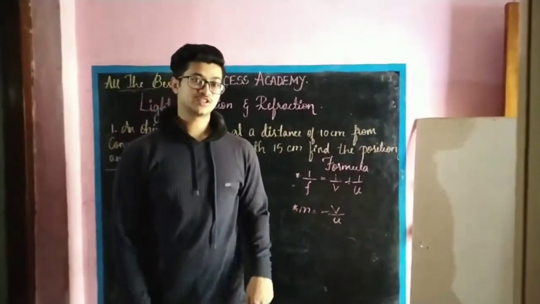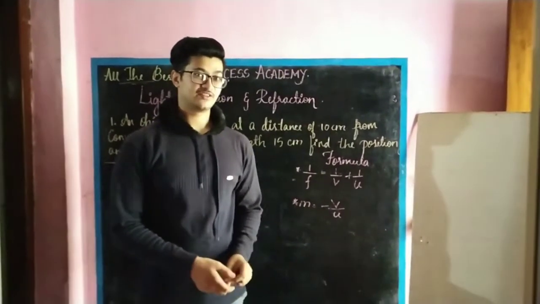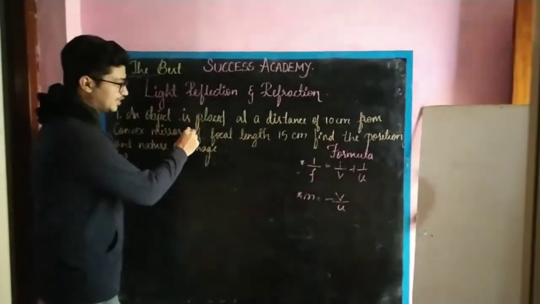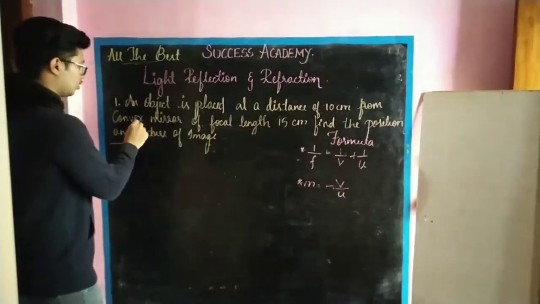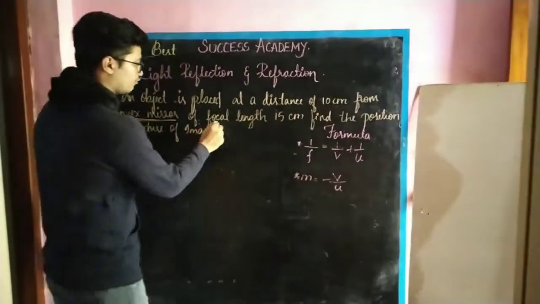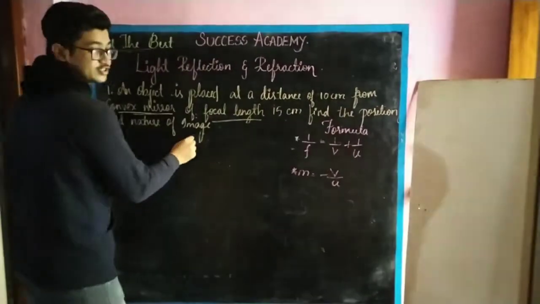Today we are going to discuss important SSLC problems on light reflection and refraction. Now let us see the first problem, friends. An object is placed at a distance of 10 cm from a convex mirror. Observe here, it is a mirror, a convex mirror. Focal length 15 cm. Find the position and nature of the image.